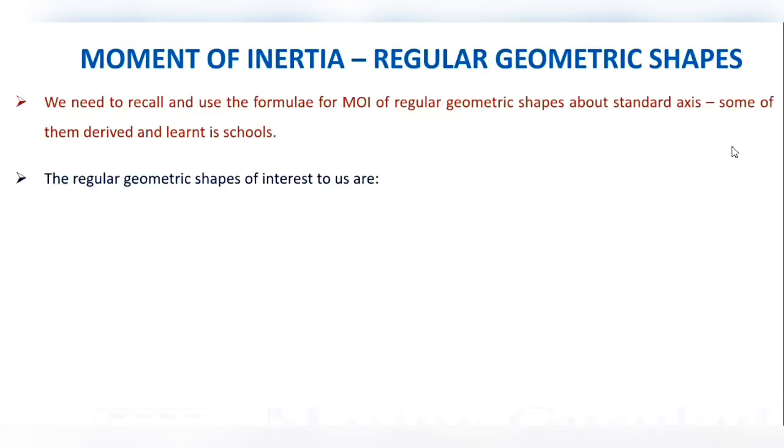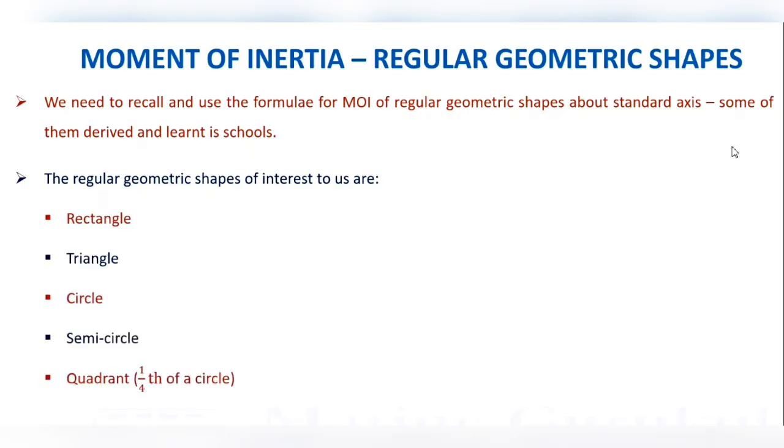The regular geometric shapes that we are going to use are rectangle, triangle, circle, semicircle, and quadrant, that is 1/4 of a circle. These are the shapes we are going to use, guys, in our working. And these are the formulae I have sent you yesterday. Let's start with the rectangle. We know what a rectangle is. Let us say the length of the rectangle is capital L, the breadth is capital B. First, we must know the formula for the area. The area of a rectangle is L into B.